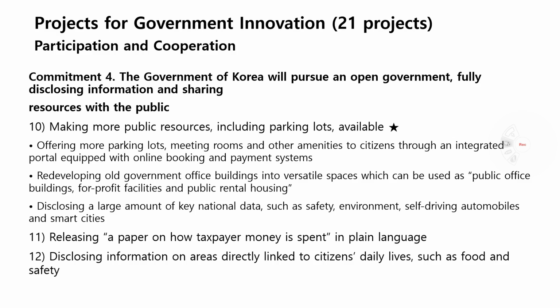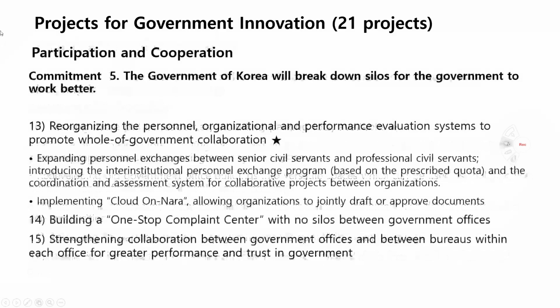Redeveloping old government office buildings into versatile space which can be used as public office buildings, for-profit facilities, and public rental housing, and disclosing a large amount of key national data such as safety, environment, self-driving automobiles, and smart city. The second is releasing the paper on how taxpayer money is spent in plain language. Plain language is easy to understand. And also disclosing information on areas directly linked to citizens' daily lives, such as food and safety.